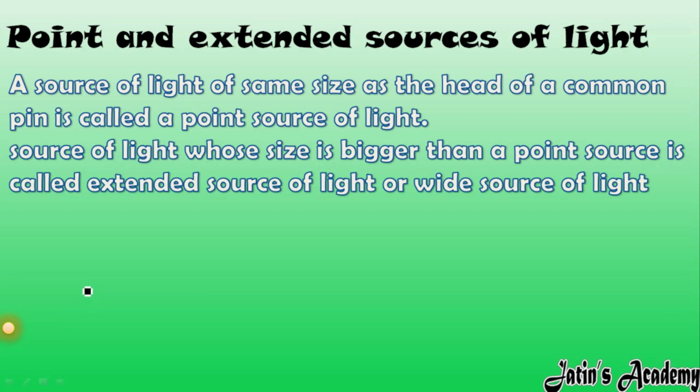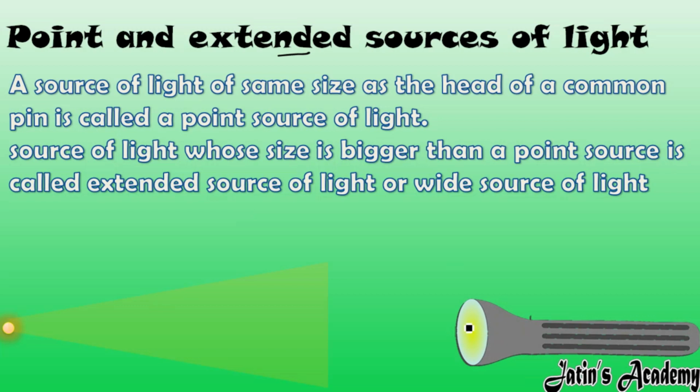And in a similar manner, we have extended source of light also. Extended source of light means a source of light whose size is bigger as compared to a point source of light. So this point source of light is also emitting light, and here we have an extended source of light which is also emitting light. Point means very small source of light. Extended means large source of light as compared to a point source of light.